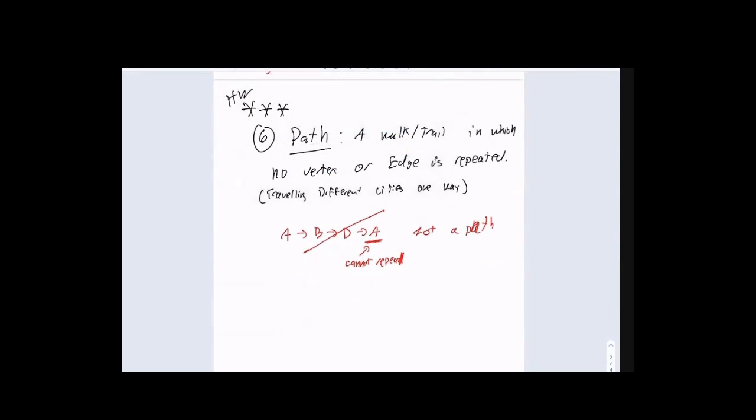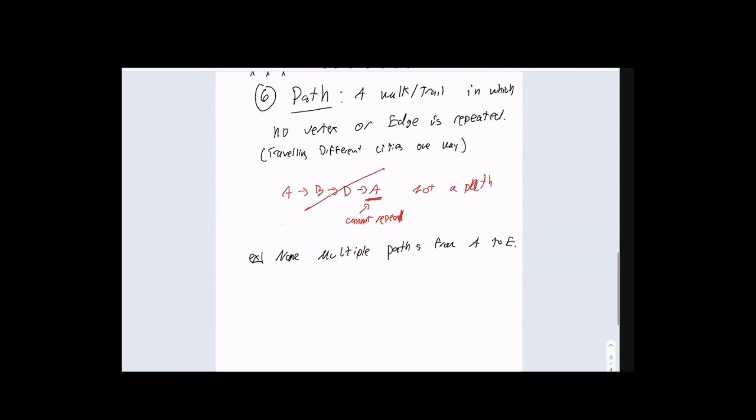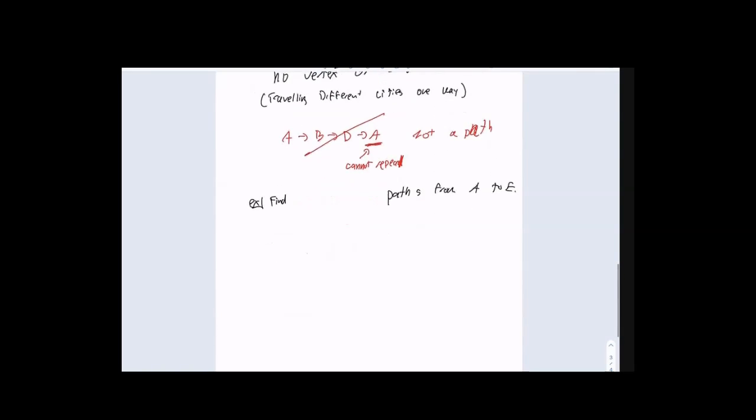So this is the one that you're going to do. For example, let's name multiple paths from A to E. Let's find all, name all paths from A to E. And this is what I've asked you to do on your homework.